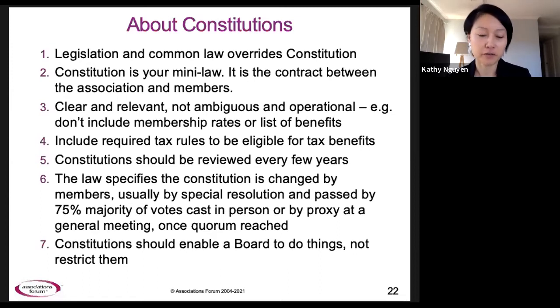And so, if you've got 500 members, 75% of 500 is quite a high number to get. And if you're trying to change that in the constitution, you've got to get past that hurdle first. The general trend or theme that we're seeing with constitutions is that they should enable you to do things. So they shouldn't restrict you from doing the things that you want to do.